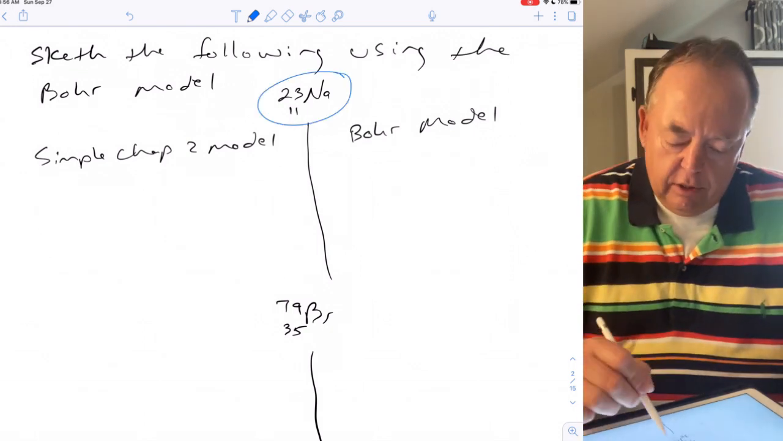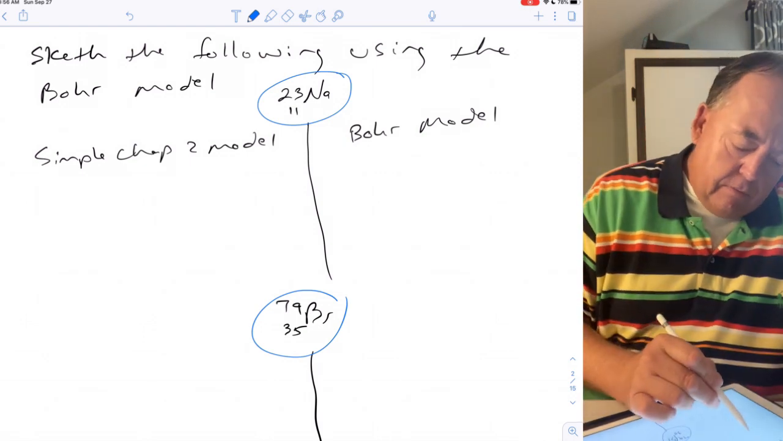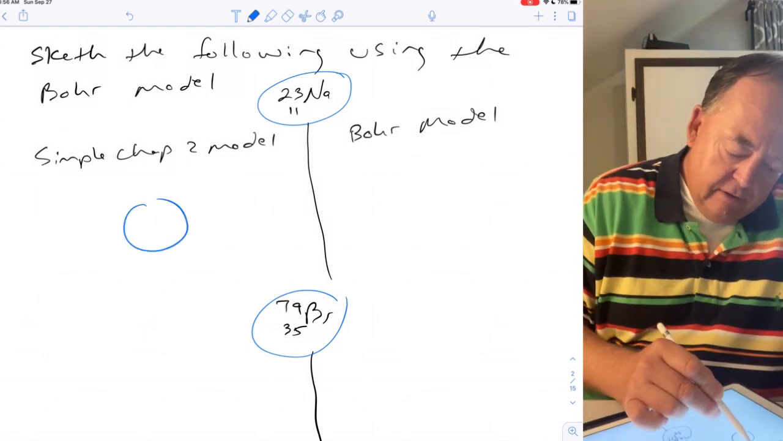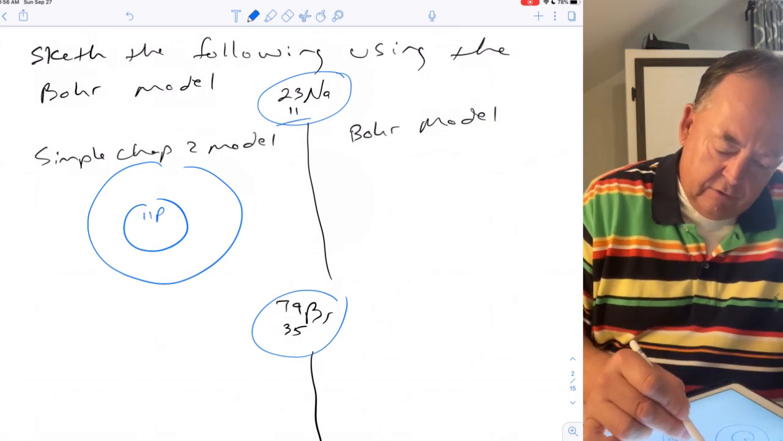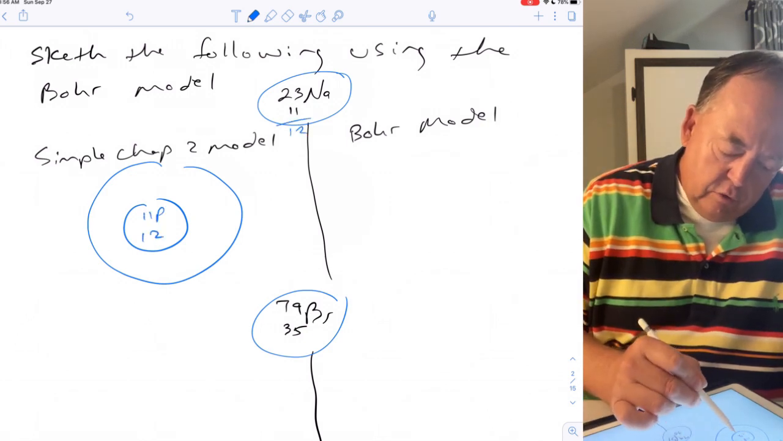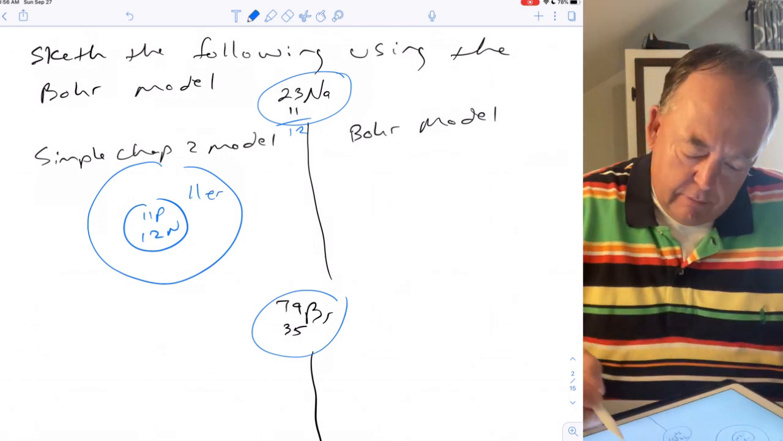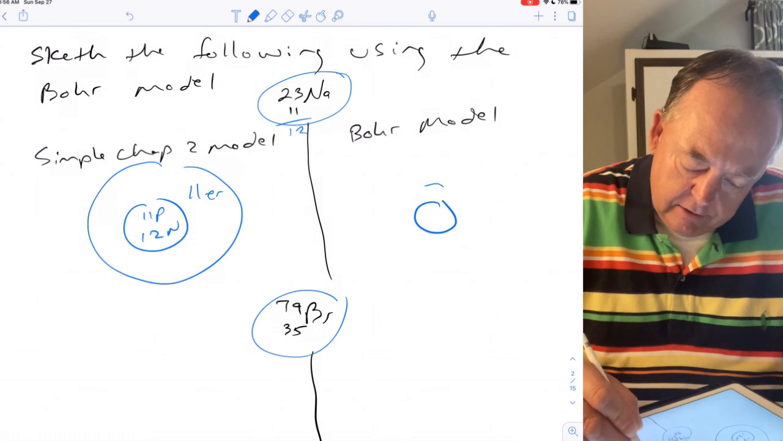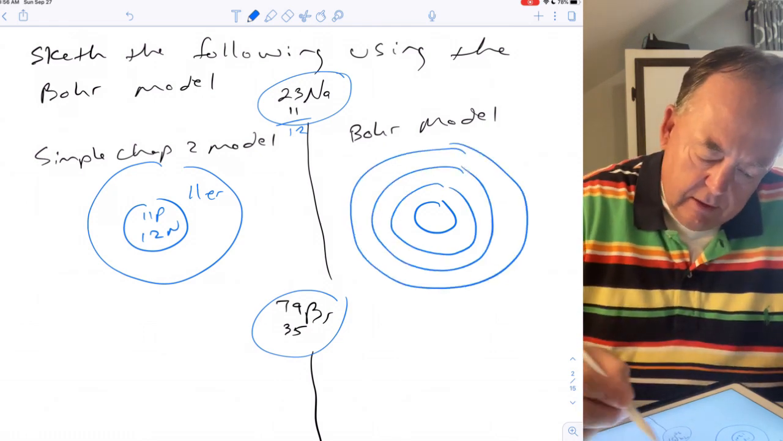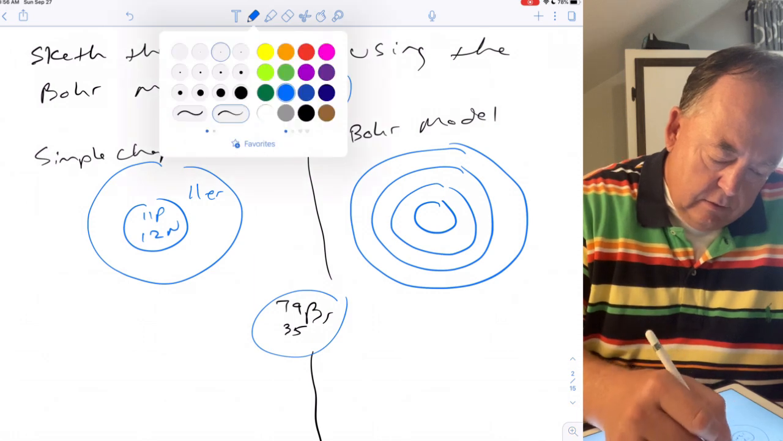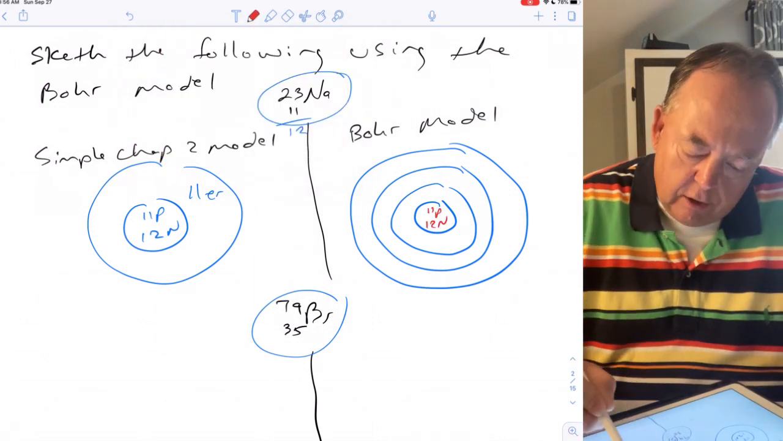So the sodium-23, bromine-79. Using our simple model, this would simply have 11 protons, right? And then if we subtract the 2, 12 neutrons, and since it's neutral, it would have 11 electrons, right? But if we use the Bohr model instead, where electrons exist in shells, then the nucleus is still the same, 11 protons, 12 neutrons.